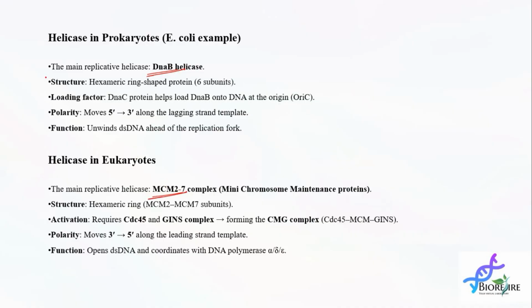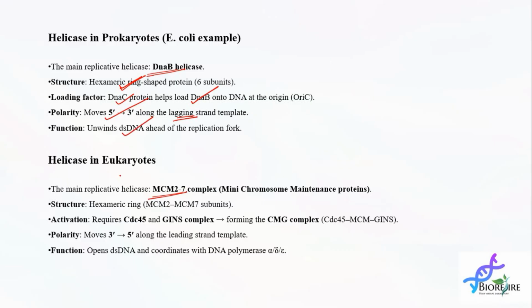Okay, if we're talking about the structure, in prokaryotes it is a hexameric protein. DnaC and DnaB are helpful to load the DnaB proteins. If we're talking about the polarity, it moves 5 prime to 3 prime on the lagging strand, but 3 prime to 5 prime on the leading strand. Functionally, it will unwind.